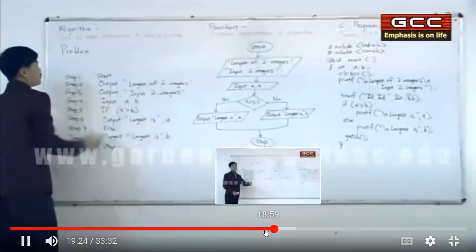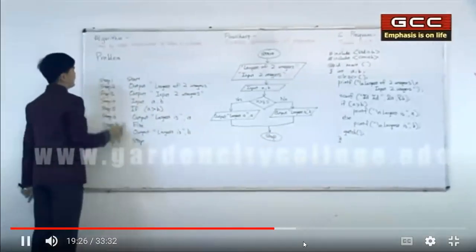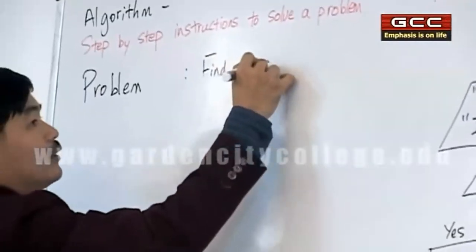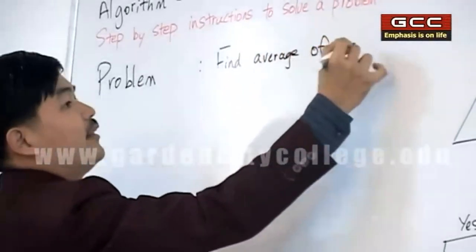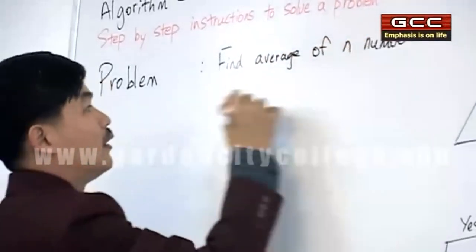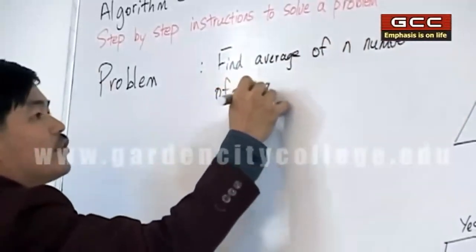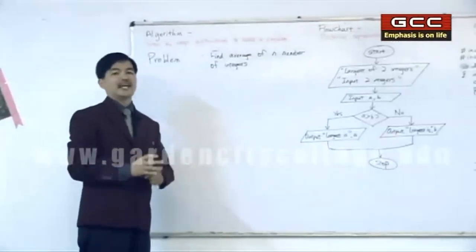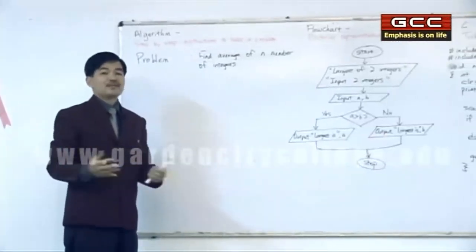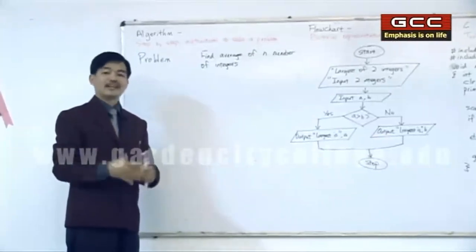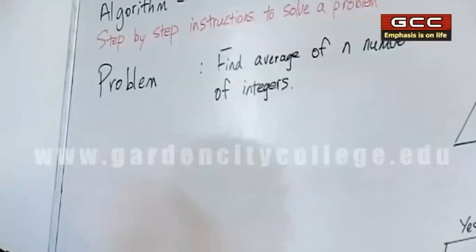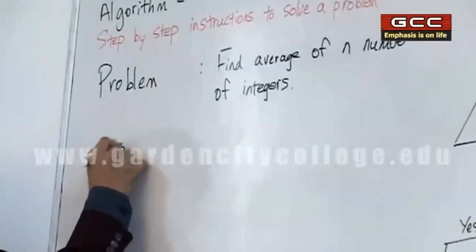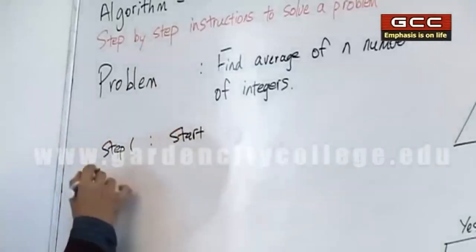Third problem. In this third problem, I want to introduce the concept of looping. This time, I want to find the average of n number of integers. So that means, instead of fixing it at 3 numbers and then finding the average, I let the user decide how many numbers he or she wants to insert, and then the program is still able to calculate the average of those numbers that he inputs. So let's start. Step 1. Always start.